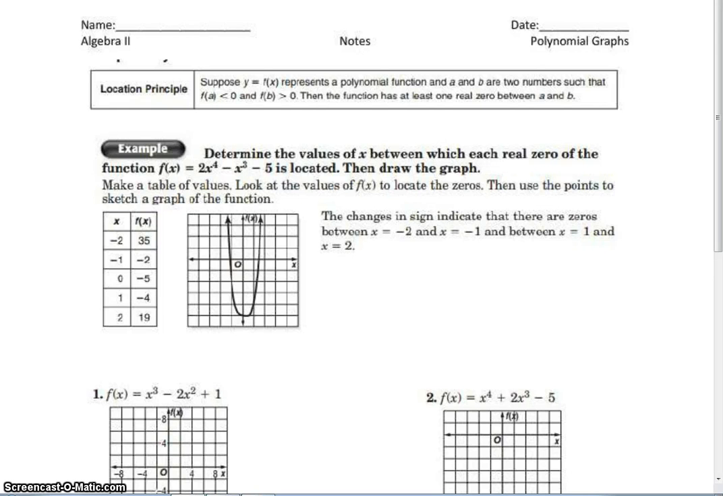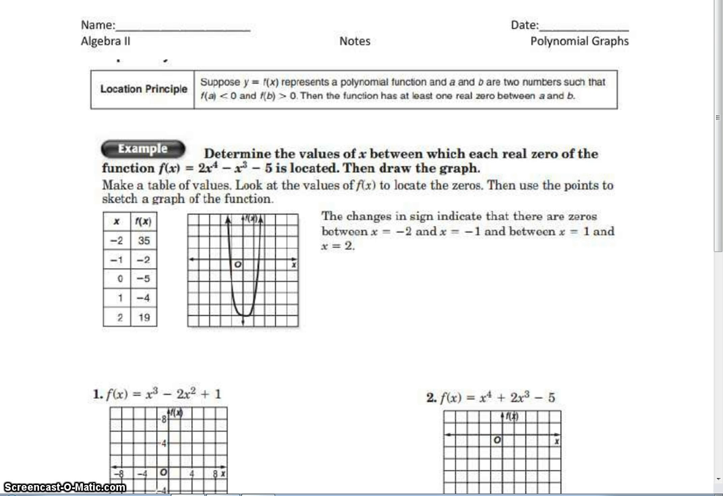Okay, Algebra 2, we are looking at polynomial graphs today. When you have to look at a graph, you're going to see how many curves you have, you're going to see where it touches the x-axis, you're going to find out where your zeros are, okay? We also learned in the past about maximums and minimums. And remember that a maximum is a high point and a minimum is a low point.